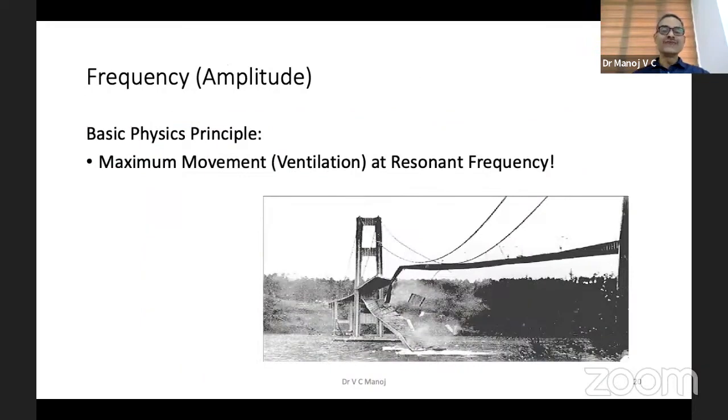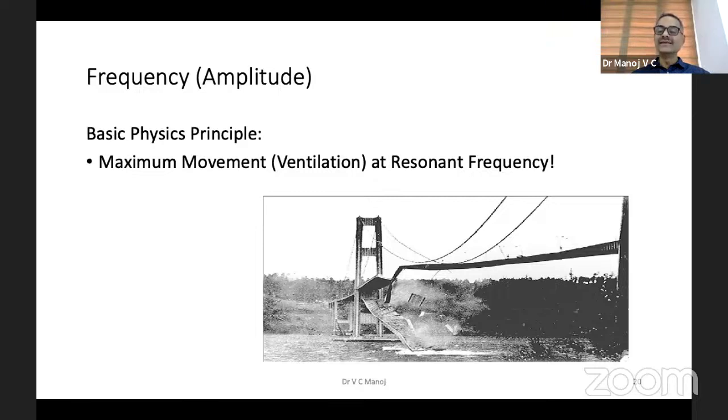Now we come to frequency. Frequency or amplitude, as I said, lower frequency, more ventilation. But another principle is also there. Maximum air exchange or maximum movement, or ventilation, is at the resonant frequency.